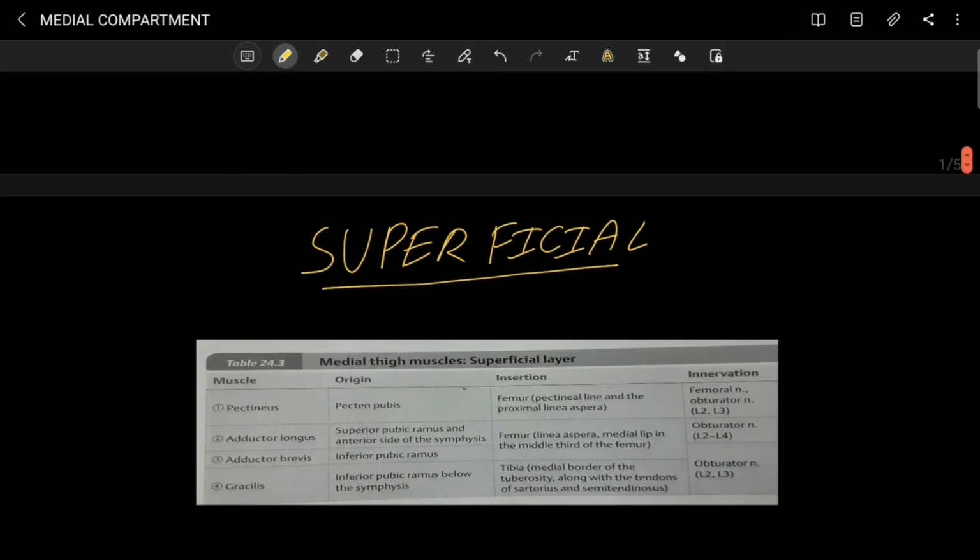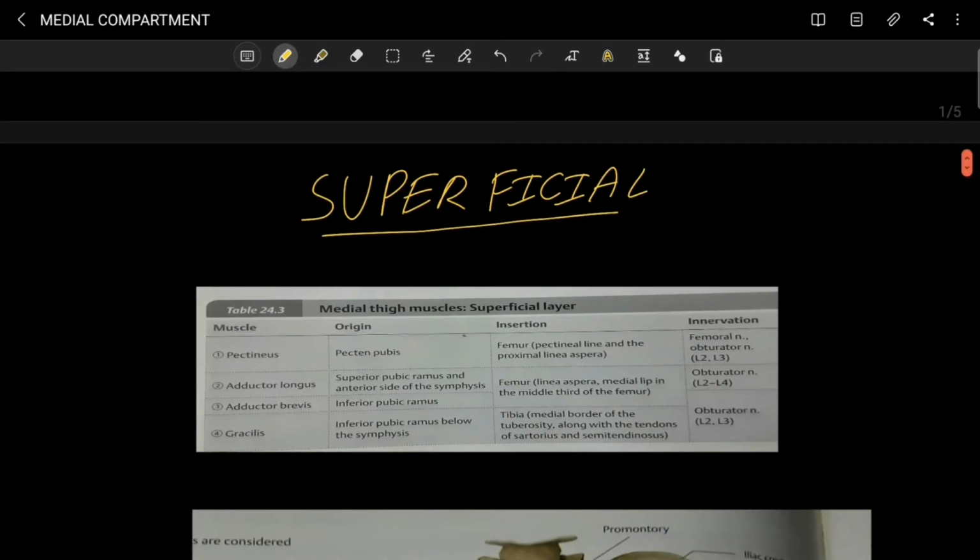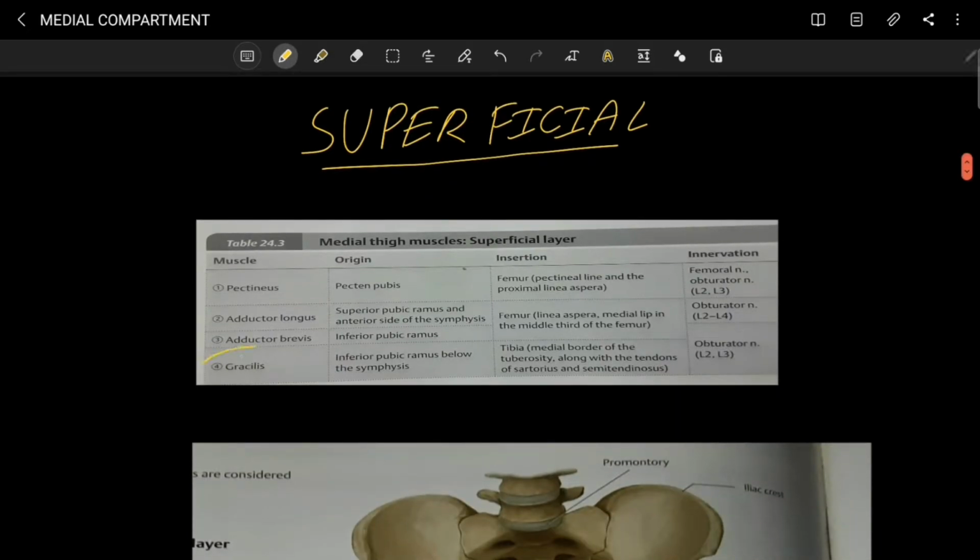Now, let's delve deep into these muscles and look at basically their origins, insertions, innervations, and certain important points that I think are necessary and might be asked in your examinations. Let's start with gracilis.